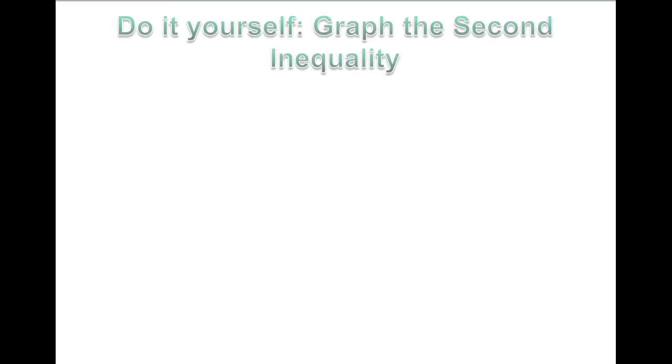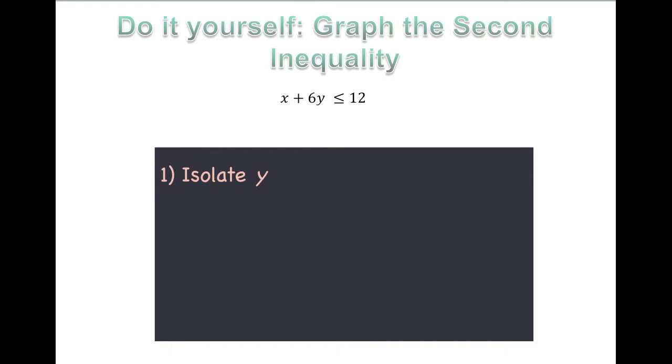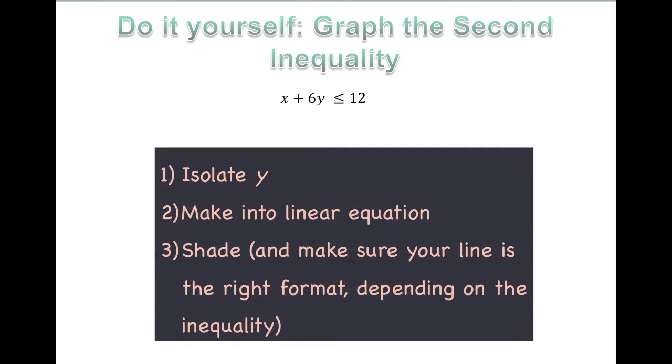Do it yourself. Graph the second inequality. So I give you this inequality, x plus 6y is less than or equal to 12. Do it yourself. Follow the steps. Isolate y, make into a linear equation, and then shade. Of course, graph first, and then you shade. Make sure your line is in the right format. By right format, I mean, is it dotted or is it solid, depending on the inequality.